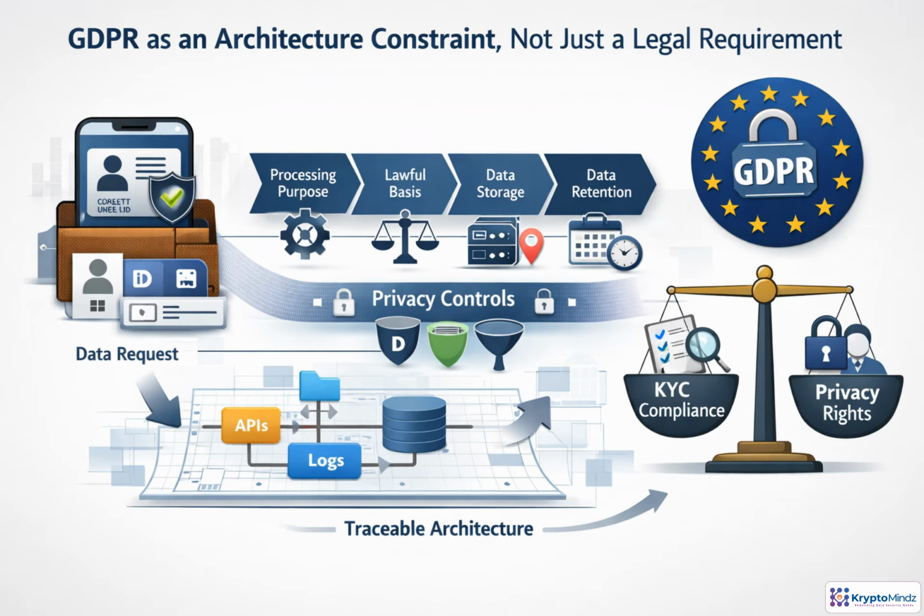For wallet-based onboarding, GDPR isn't a checklist at the end. It shapes every design decision from the start. What data you ask for, why you need it, where it lives, who can see it, how long you keep it, and how you prove all of that must be encoded into your architecture. APIs, storage, logs, and user flows all become privacy controls. The goal is a traceable system that balances KYC evidence with individual rights.